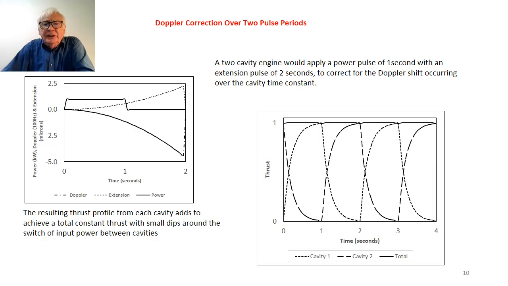So if we look at the two cavities, and this is shown in the right-hand plot, you can see that for cavity number 1, which is the dotted line, from switch on, the thrust and the stored energy increases exponentially till it reaches a maximum at the end of the nominal time constant of the cavity.